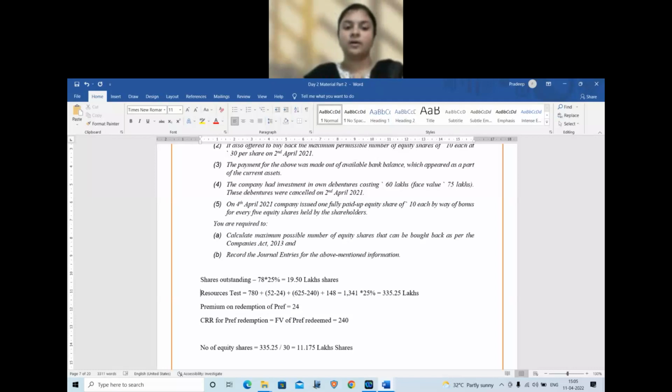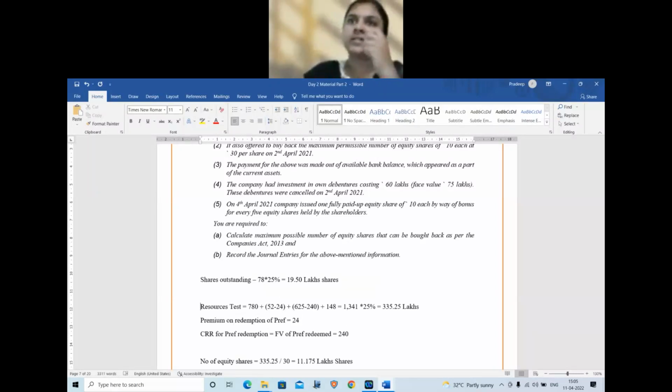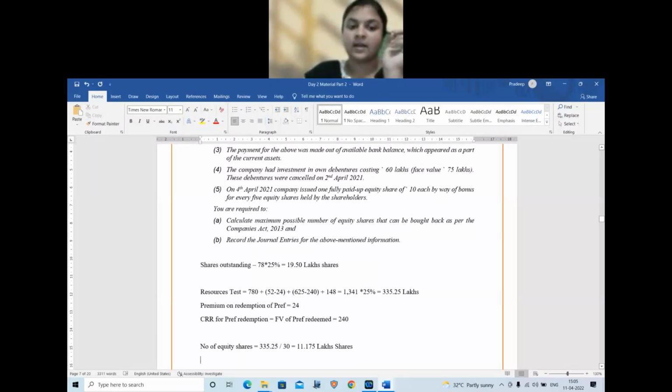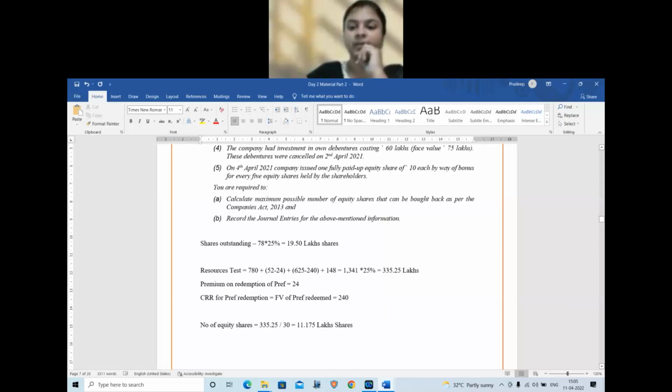So, the most important point here is CRR needs to be created later only. Here resources outstanding is 25% of the resources available. In test 3, CRR is to be created for equity. Shall we do the test 3 now? Test 3, debt equity test.